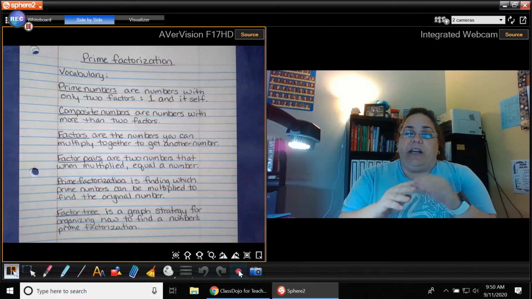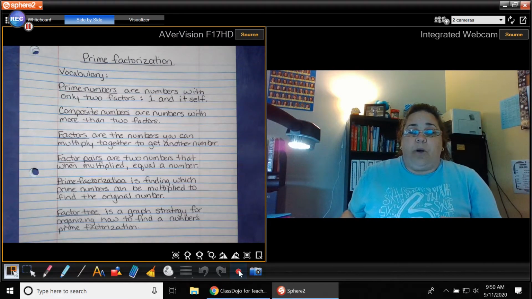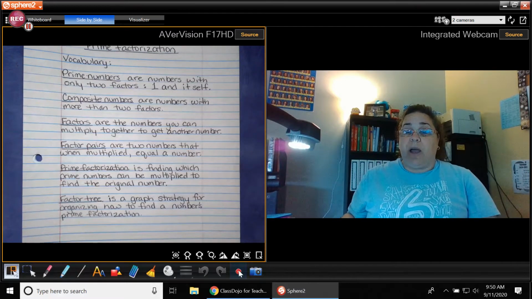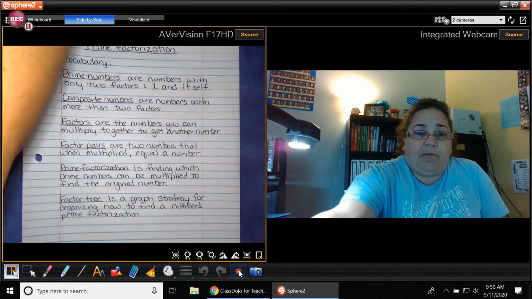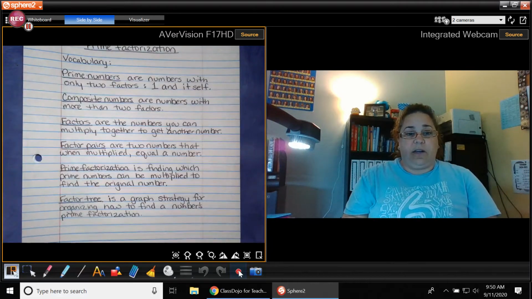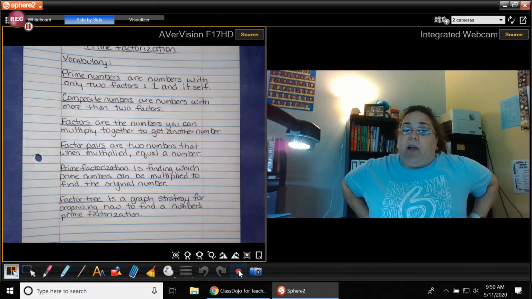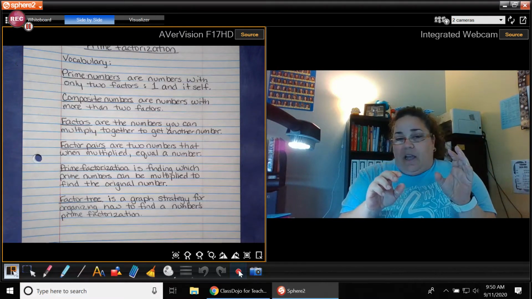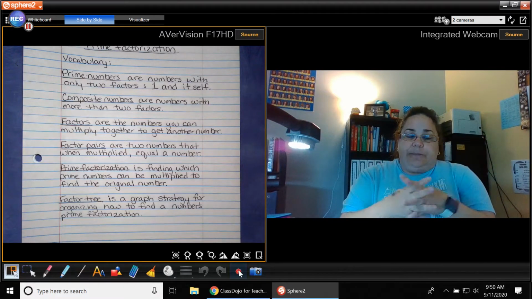Okay, and then a factor tree is a graphic strategy for organizing how to find a number's prime factorization, okay? And I'm going to try and focus that a little bit better because it looks like it's a little out of focus. Okay, all right. So we're going to dig into that a little bit, but first I want to ask you a question.